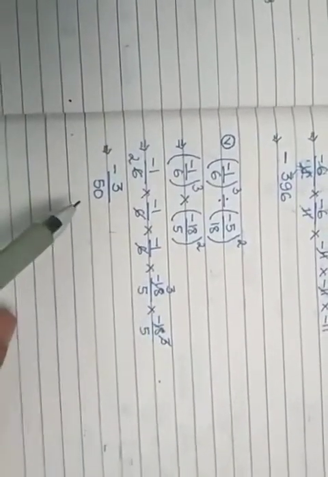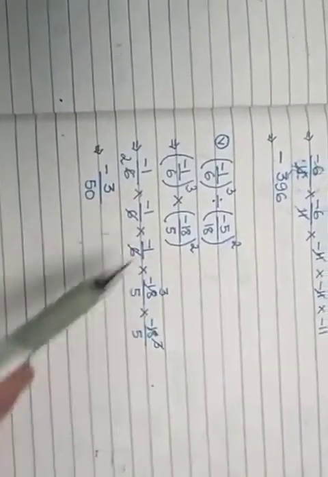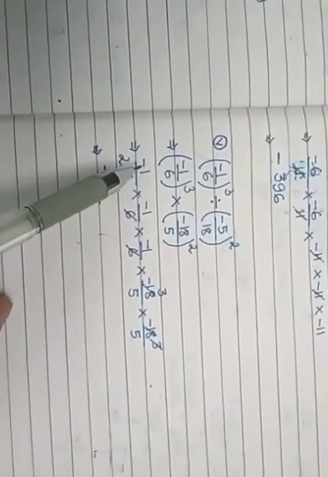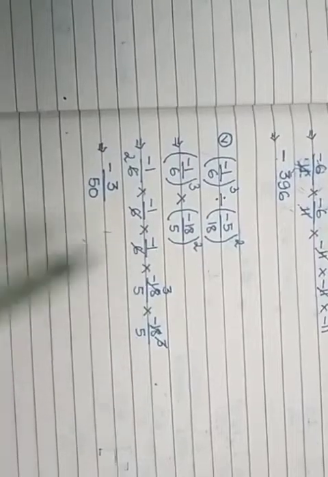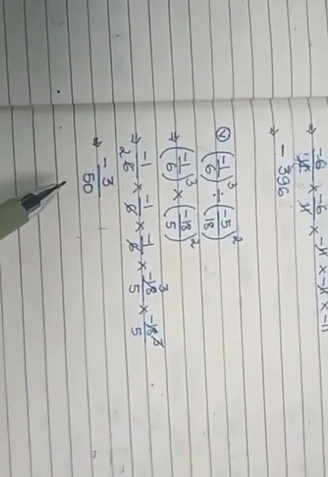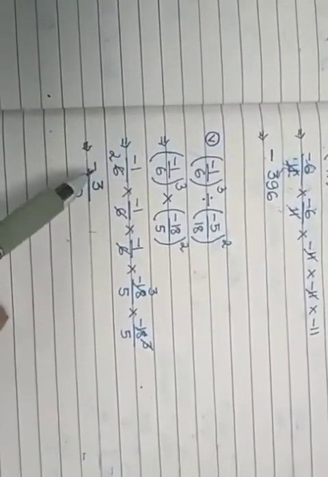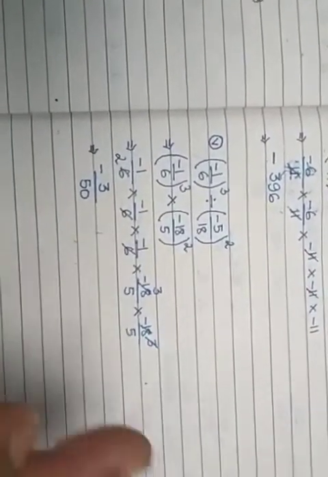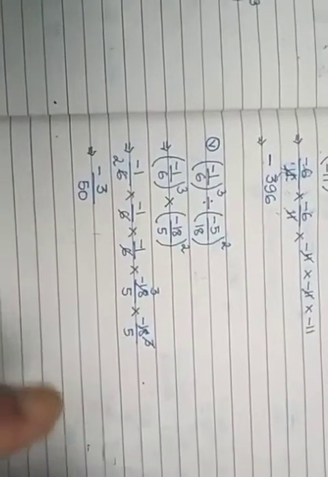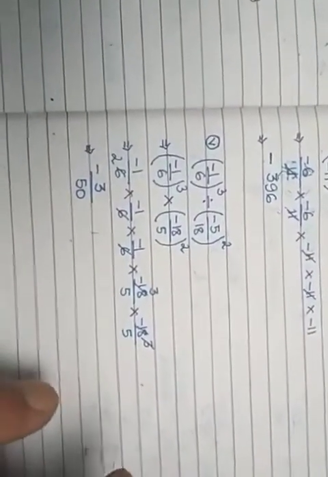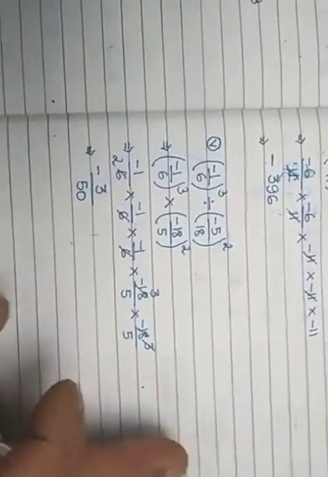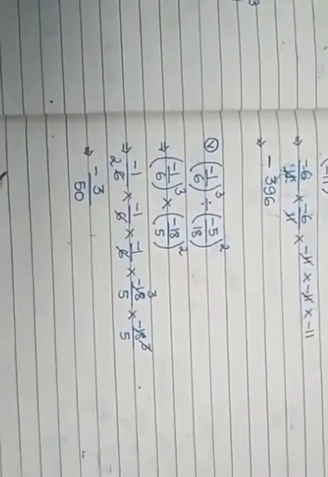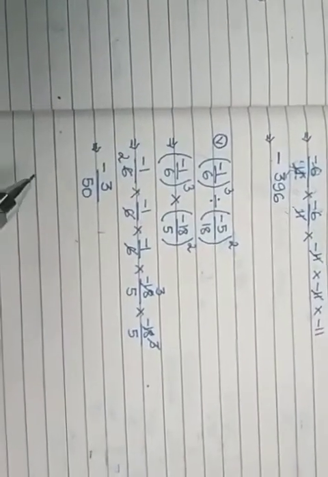So what's left? Let's check out the sign first. After cancellation, let's check the sign first. How many times is the negative sign? 1 2 3 4 5. So negative sign 5 times, that is an odd number of times, so it will remain negative. That is why it is easier, isn't it? If you know that a negative sign with an odd number of exponent will give a negative, and a negative sign with an even number of exponent will give you positive. That is what I have told you in the previous video as well, isn't it?